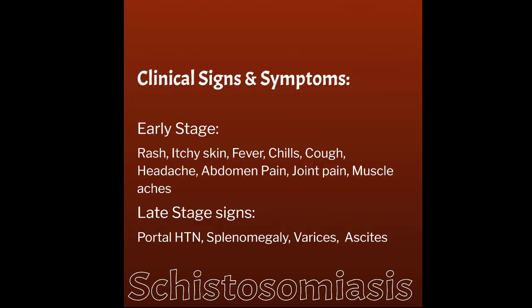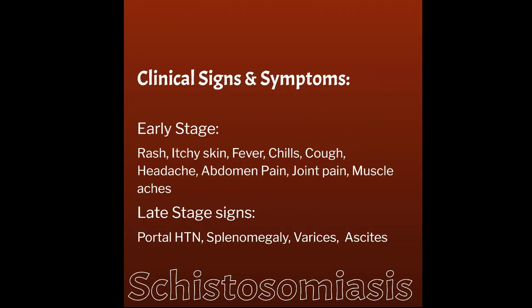So clinically, early stages are going to result in a rash. If the little swimmy guy's spore got in through the skin, we might see a rash on the arm. It's going to be itchy there. It's an infection, so they're going to have fever, chills, cough, headache, all of that. Abdomen pain has been associated with it, joint pain, muscle aches, all these kind of things that you think about when somebody just doesn't feel very good.